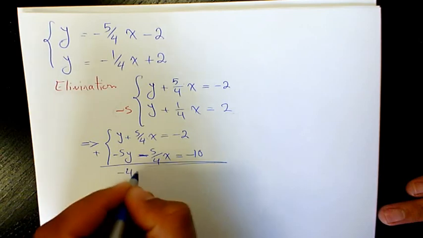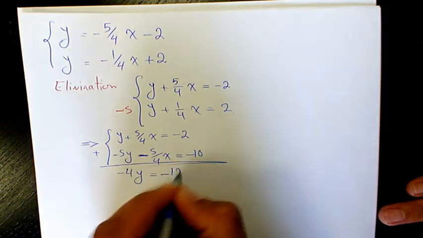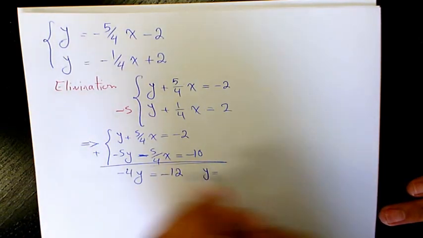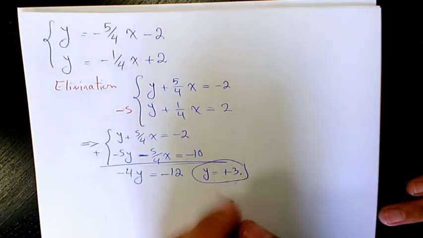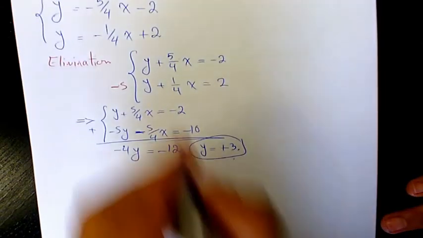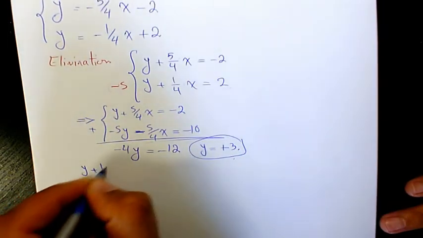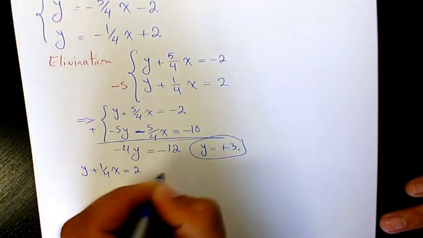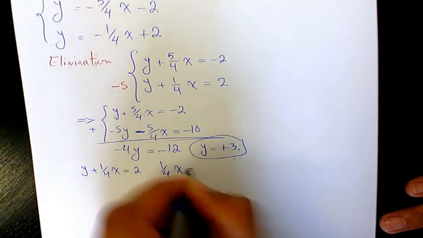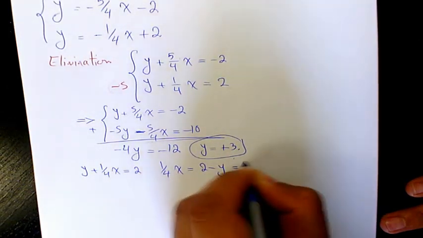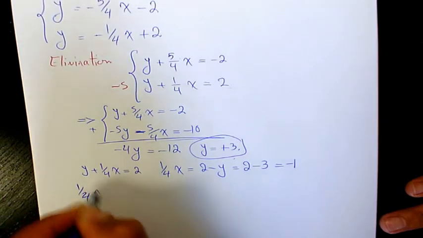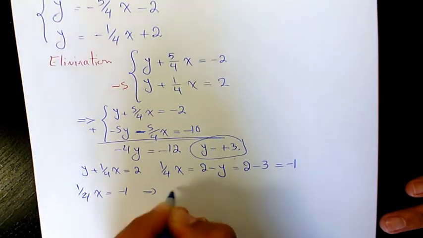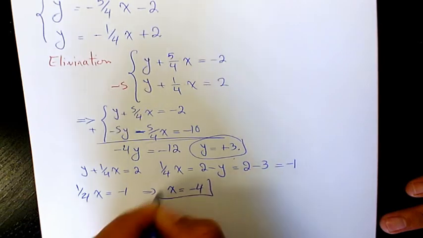Here we have negative 4y equals negative 12. So y will be negative 12 divided by negative 4, which is positive 3. Then you sub it there. I'm going to say y plus 1 over 4x equals 2. So 1 over 4x equals 2 minus y, or 2 minus 3, which is negative 1. So 1 over 4x equals negative 1. It means that x is negative 4.